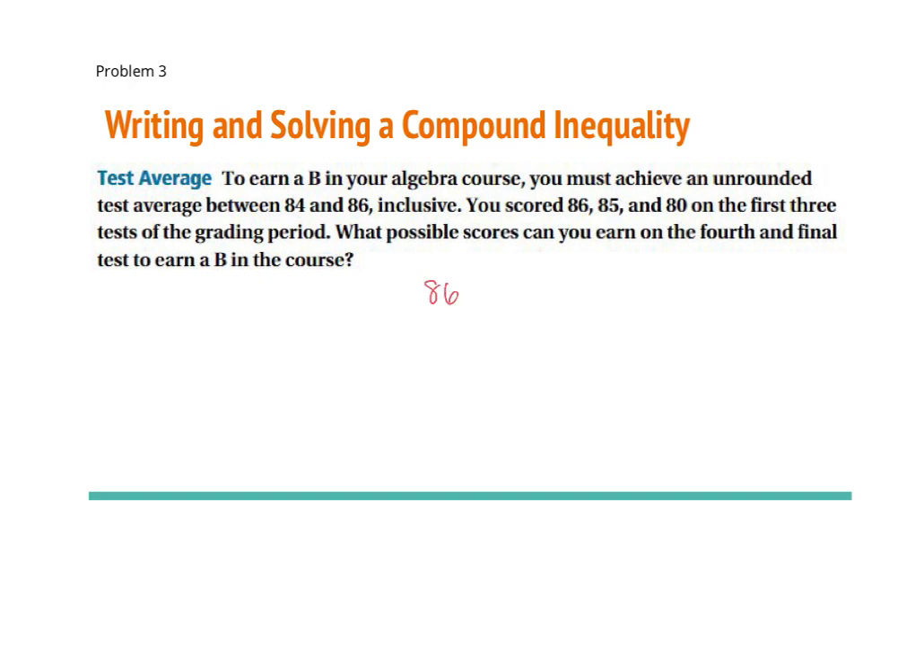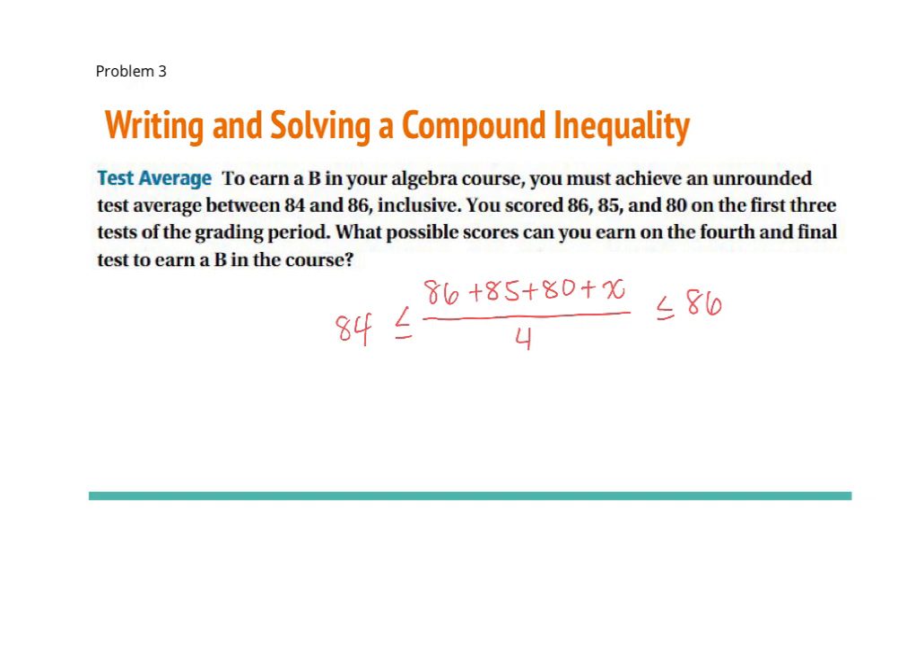Okay, so we earned 86, 85, and 80 on the first 3 tests. And we're going to add the score of our last test, which is unknown, and we're going to divide by 4. That'll give us our average. And it says it must lie in between 84 and 86. So this average must lie in between there in order for us to get a B. So we're going to find out the range of possible grades that we need to get on the 4th and final test in order to get a B in the course, okay?